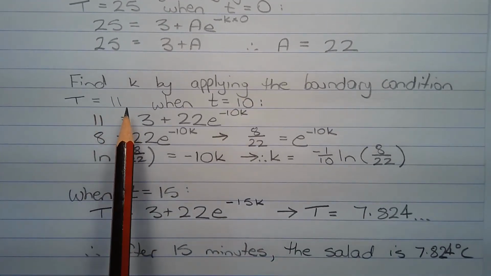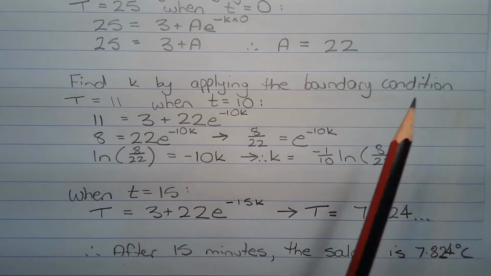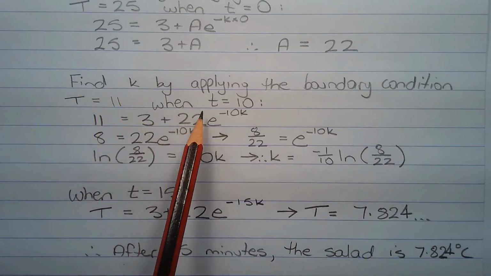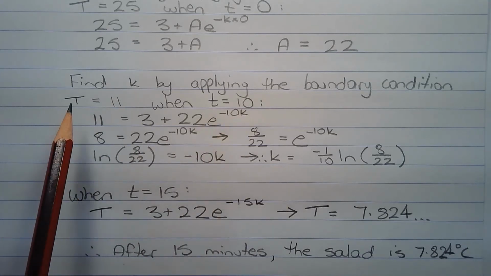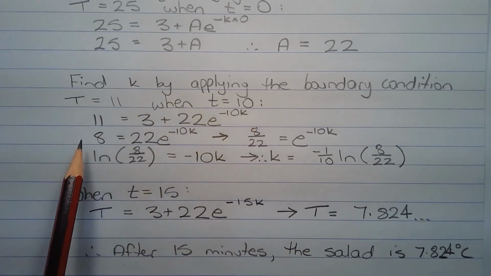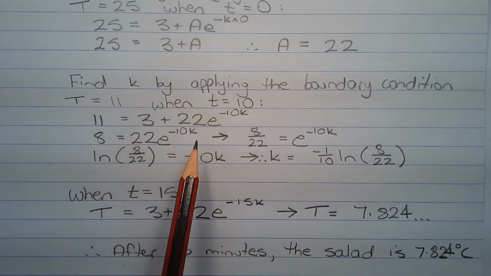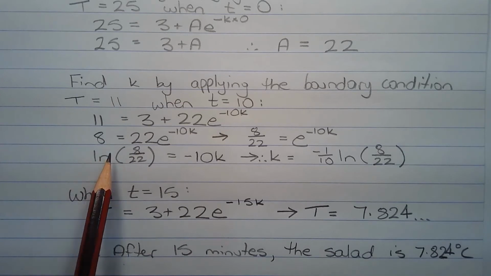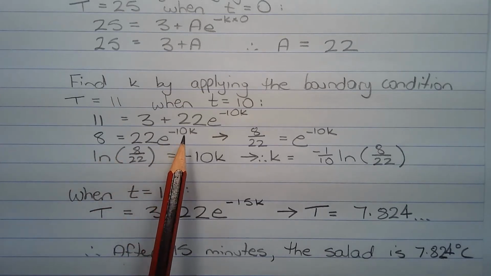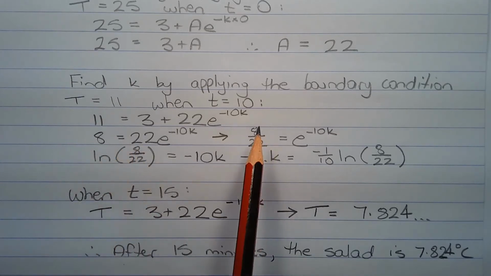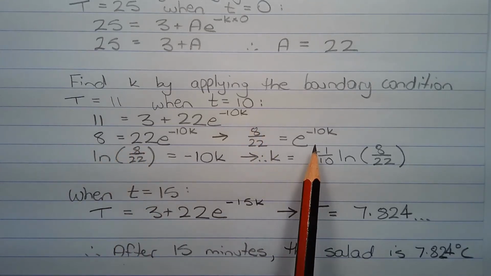The next step is to find the value of k by applying the boundary condition, that is, the temperature T is equal to 11 degrees Celsius at time t equals 10. So substituting T equals 11 and t equals 10 into the equation, we have 11 is equal to 3 plus 22 times e to the power of negative 10k. Subtracting 3 from both sides of the equation, we have 8 is equal to 22 times e to the power of negative 10k. Dividing both sides of the equation by 22, we have 8 over 22 is equal to e to the power of negative 10k.